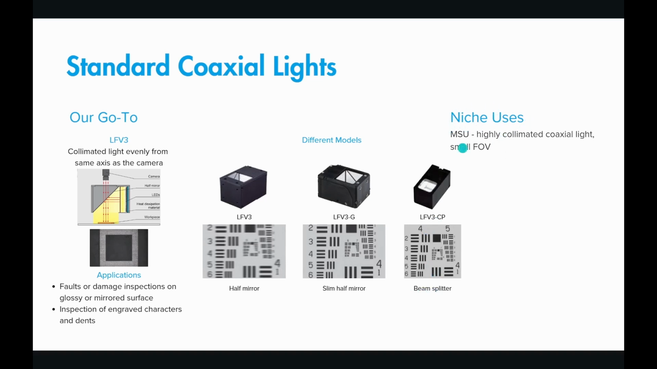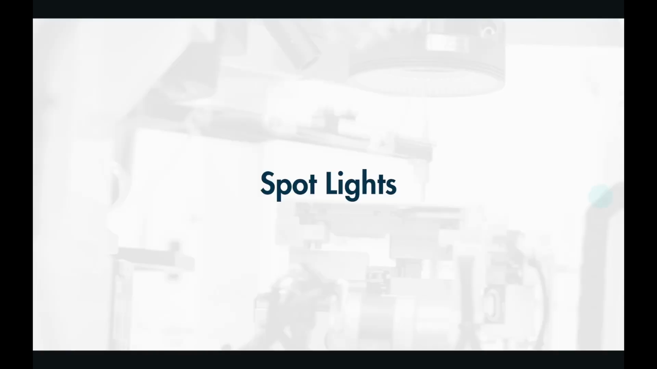The kind of niche use, the MSU, is a highly collimated, this is actually an optically collimated coaxial light, similar to the MFU for the backlight. And the reason it's niche is it just has a really small field of view, and oftentimes people don't need this level of collimation to solve their application. So that's kind of the difference between these three products and when you would use each model in which scenario.